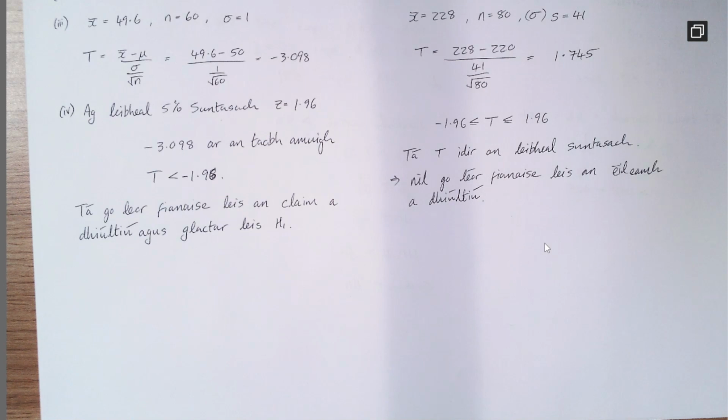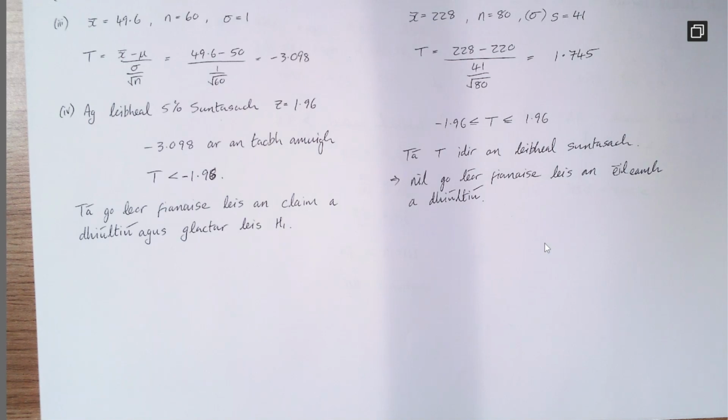So the decision to reject or not reject the null hypothesis is based on a comparison of the p-value with the level of significance alpha. If the p-value is greater than or equal to alpha, then the result is not significant and we do not reject the null hypothesis.